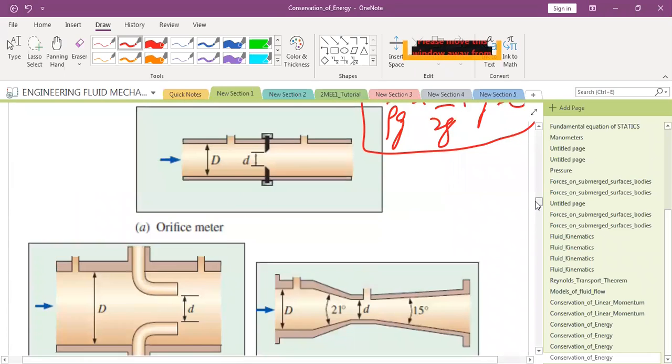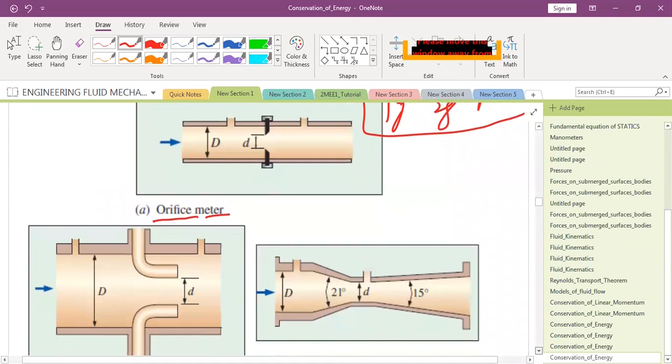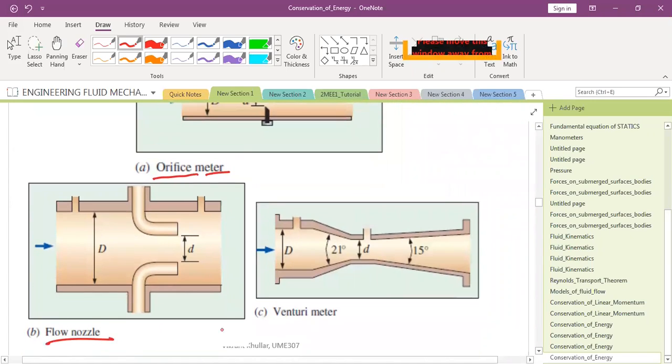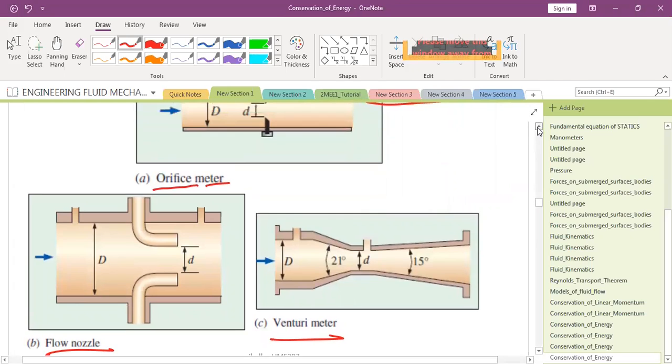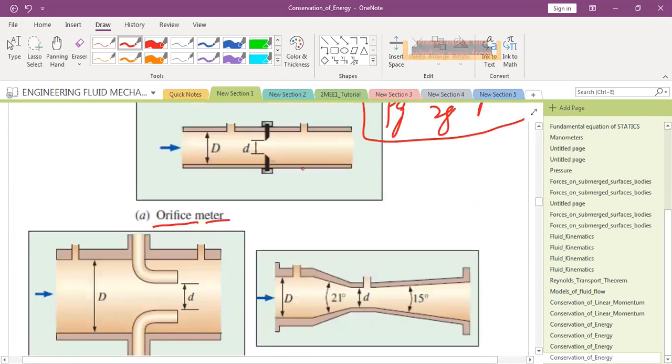So these are the three types of commonly used obstruction flow meters. First one is called the Orifice meter. Second one is called the nozzle, this one, and third one is called the Venturimeter. What do you think is the essential difference among the three? You are able to see the construction of all three. What is the essential difference in terms of construction?